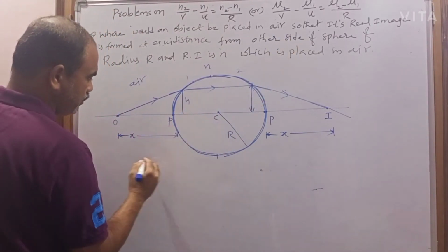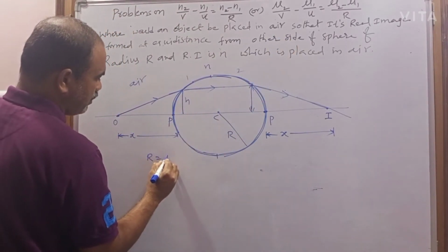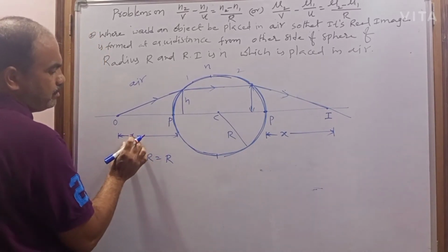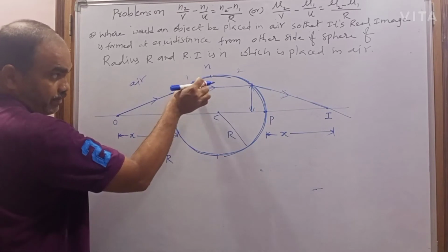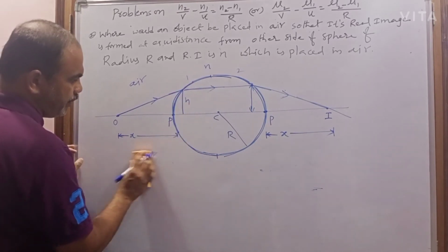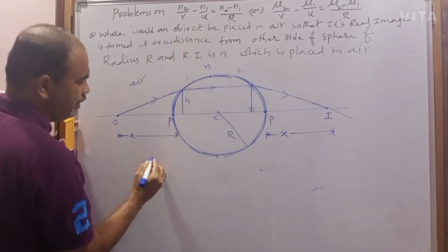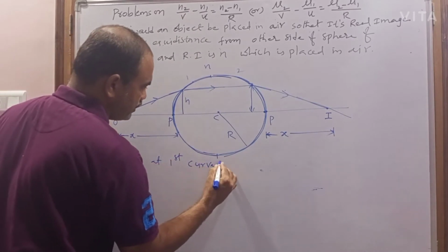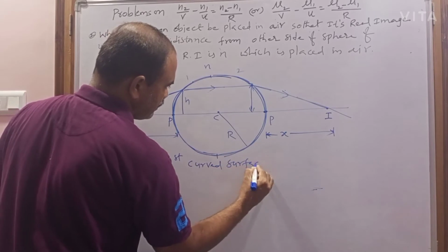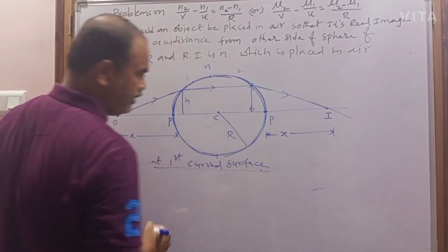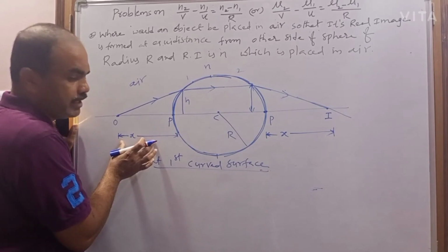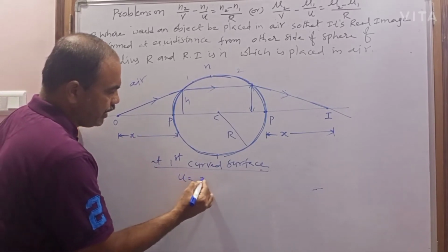The sphere radius. So what is the radius? R. And what is the image distance? For the first curved surface, I am applying this refraction formula. So what is the object distance? We are treating the object distance as x, so u equal to x.